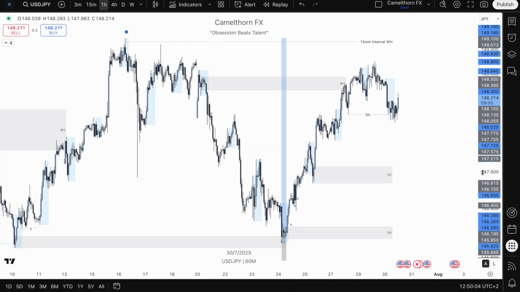So just a very quick example of how I go about establishing a directional bias and how I utilize that directional bias to identify potential areas to trade from.